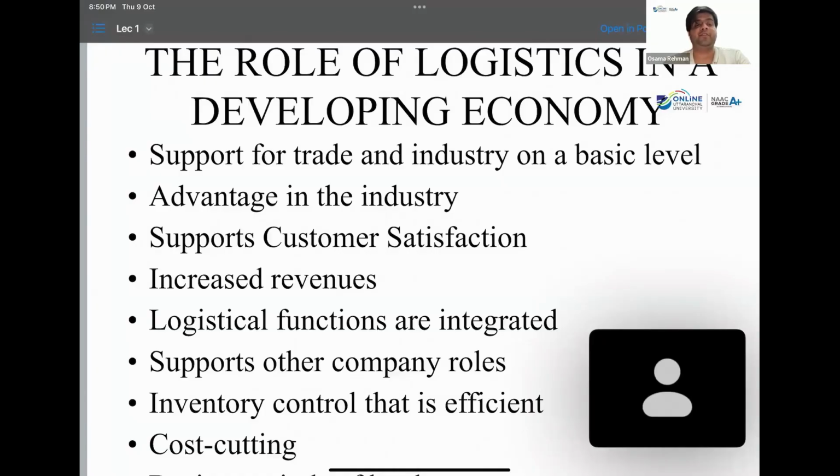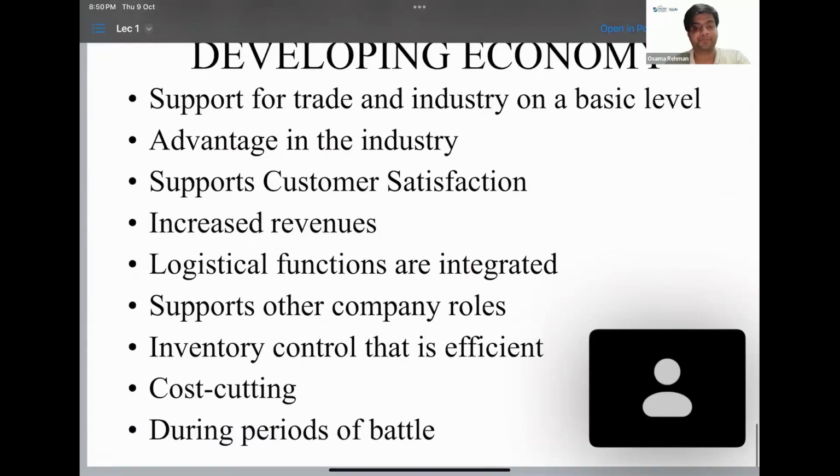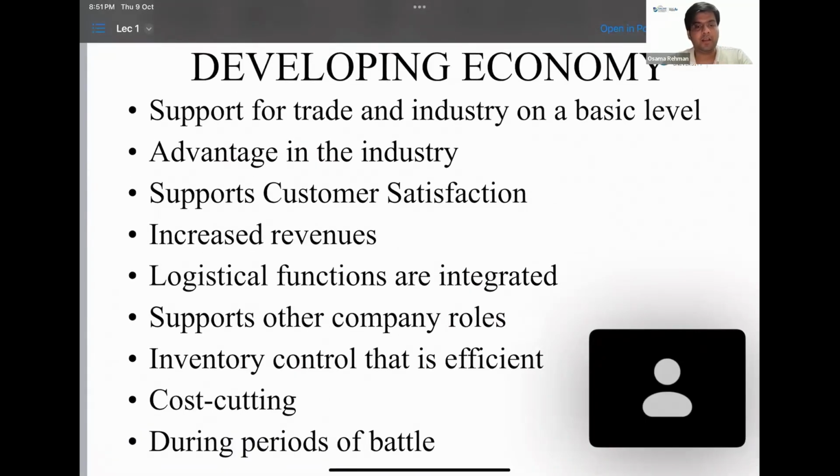Then sixth comes support for other company roles. Logistics collaborates with other departments such as communication, marketing, and finance. So if marketing generates interest, logistics ensures that the demand is met. Manufacturing and logistics strategies are two operations that go hand in hand.